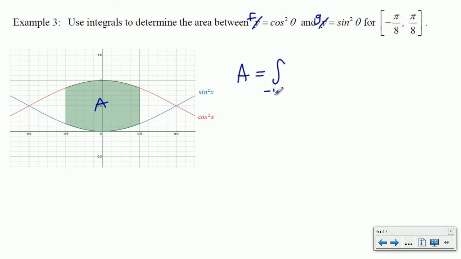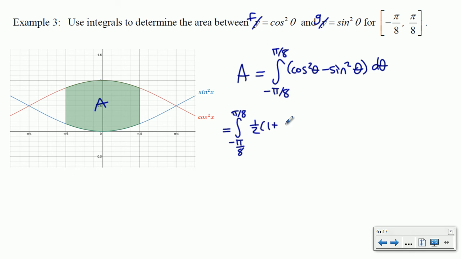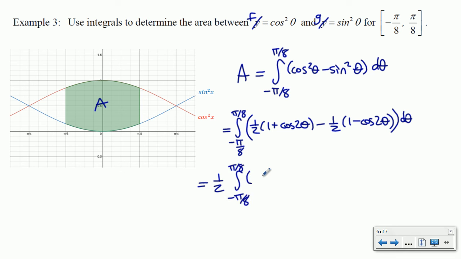It's the integral from negative pi over 8 to pi over 8, and we do cos squared theta minus sine squared theta. So from here we could maybe try using our new identities. So we'll let cos squared theta be 1/2 times 1 plus cos 2 theta, and sine squared theta be 1/2 times 1 minus cos 2 theta. So next we can maybe pull out a factor of 1/2. So we would have 1/2, and then we might be able to simplify this a little bit.